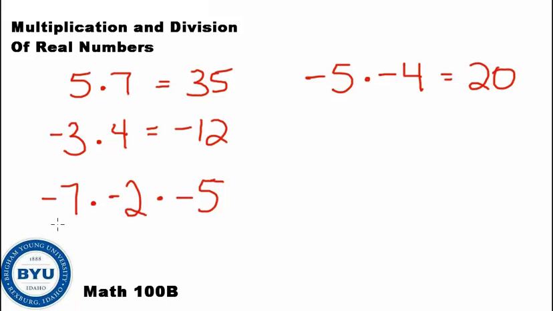So take a look at this one. Negative 7 times negative 2 times negative 5. Well, that answer is going to be negative. And we would just multiply those together. So 7 times 2 is 14 times 5 is 70. Negative 70. You can do these on your calculator as well.